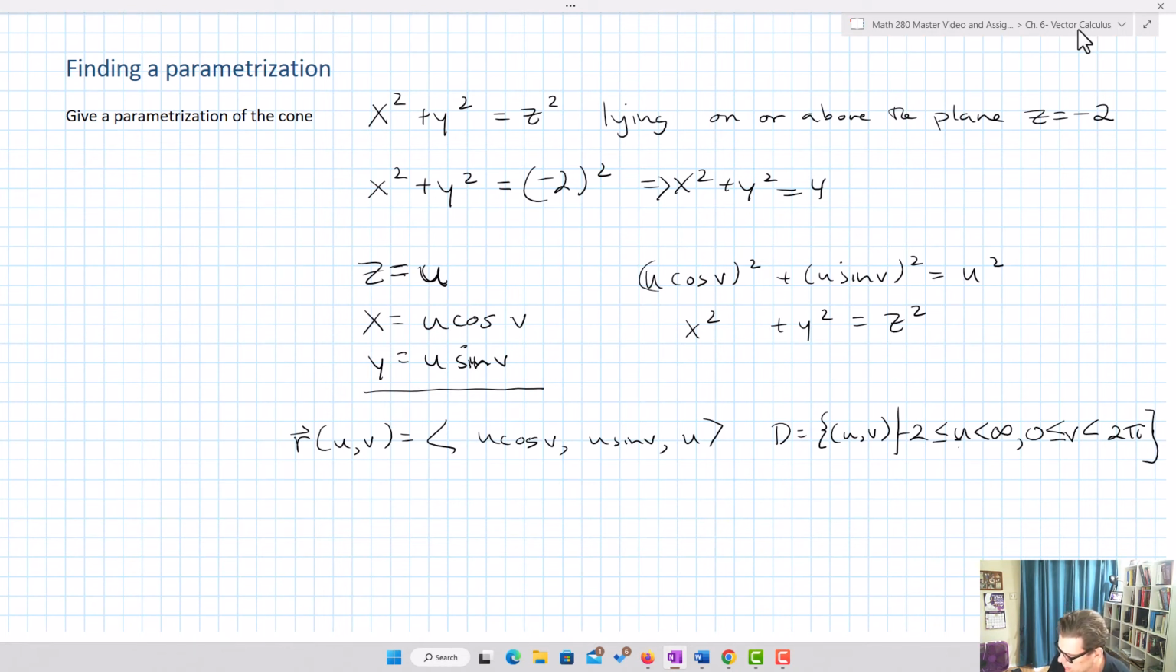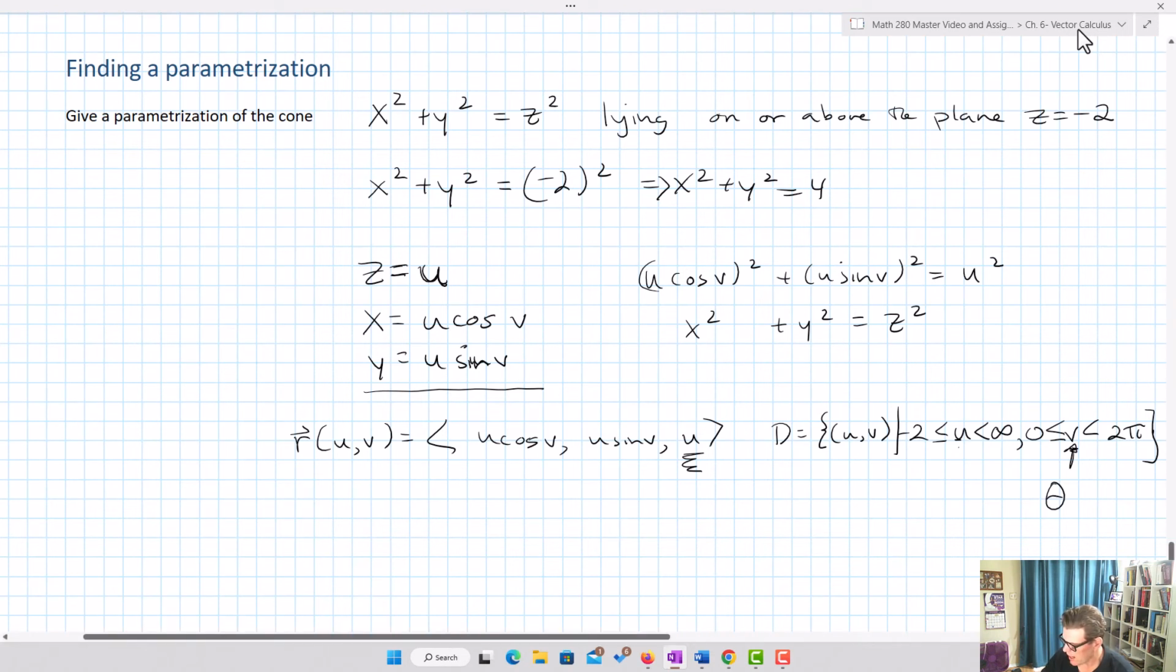Why is the u the -2? That's because z is equal to -2, and we're going above the plane z equals -2. So notice that in this case, the v's are basically our thetas, and the u's are our z's. And that's the parametrization for that particular cone.